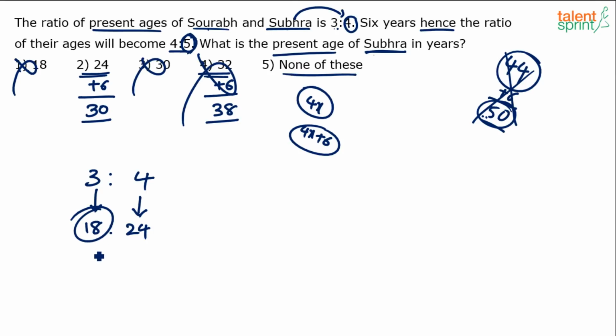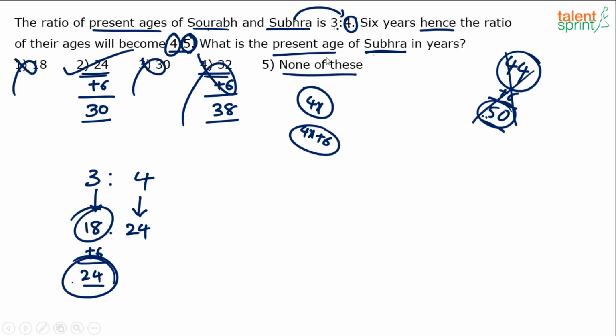And I know that after 6 years, when I add 6 years to 18, it will become 24. And I know that after 6 years, Saurabh's age should be a multiple of 4. Is 24 a multiple of 4? Yes. Satisfied that condition also? Hence I can mark option 2 as the answer. You getting me? Let me just repeat this last point.